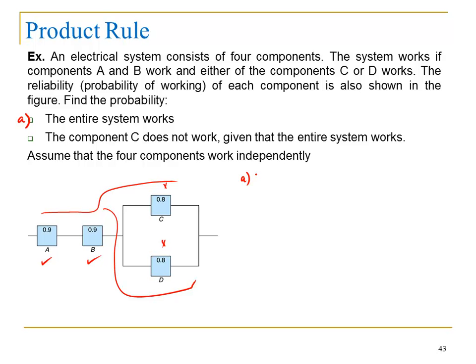So if you put that into probabilities, that means that you're looking at the probability of A intersection probability of B, and the intersection of the probability of C union D. And why are we looking at the union? Because it could be one or the other. Okay? It doesn't have to be C, it could be C or D. That makes sense?